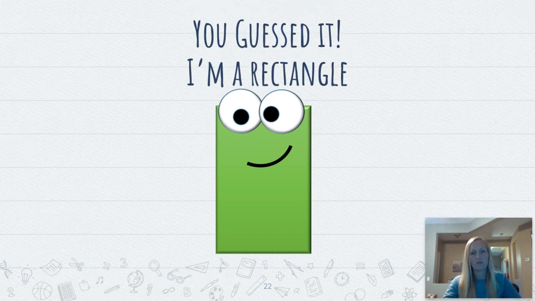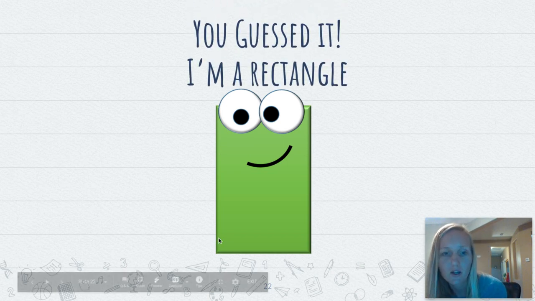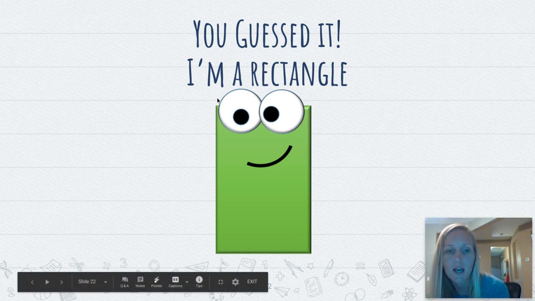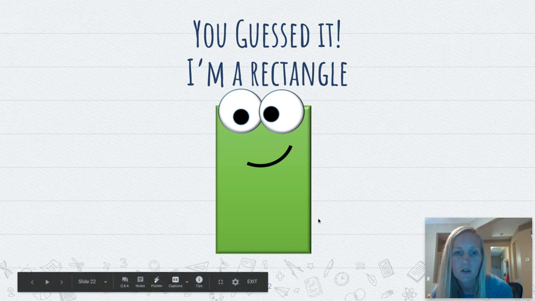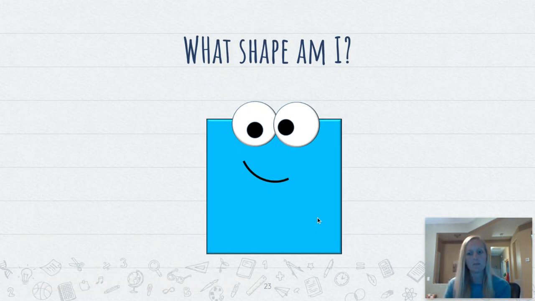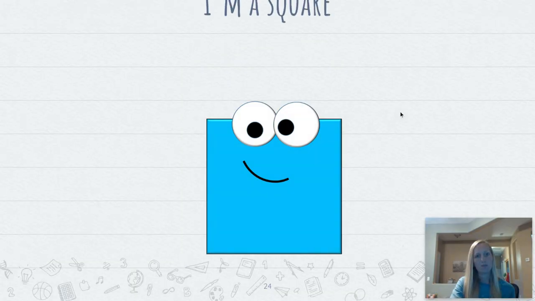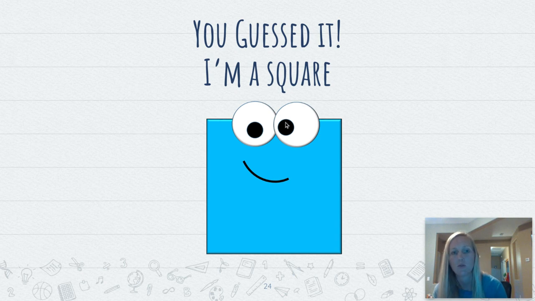Cool. Rectangle. You got it. This one's got 1, 2, 3, 4 sides and 4 vertices and 4 angles. What shape is this one? Perfect. You probably knew that pretty quick. That one is a square.